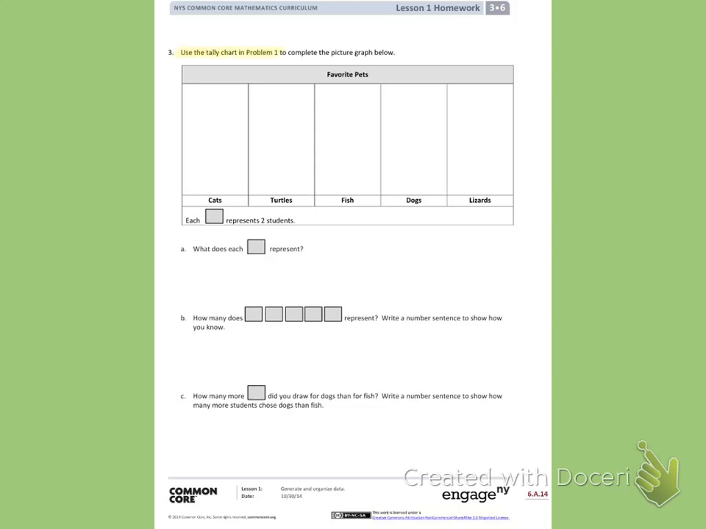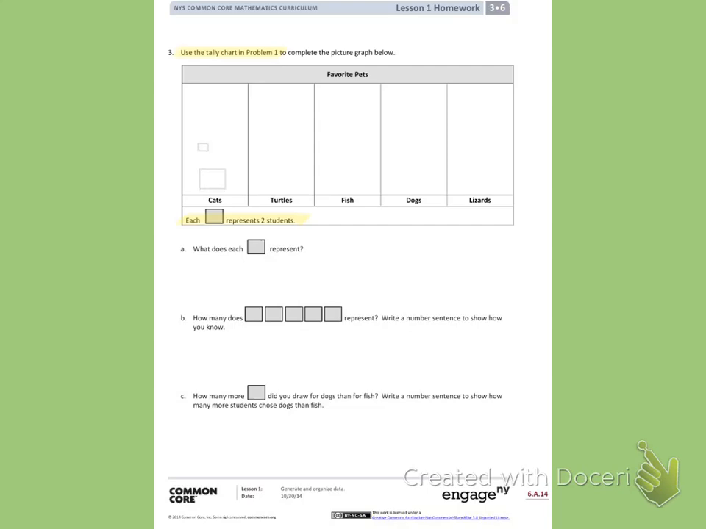I also see something below the picture graph area that is super important that I should highlight. It says that each square represents 2 students. That means that each square that is drawn, we will count by 2's instead of 1's. Now, looking at the tally chart in Problem 1, I can see that 6 students chose cats as their favorite pets. So, I will begin drawing my squares now and counting by 2's.